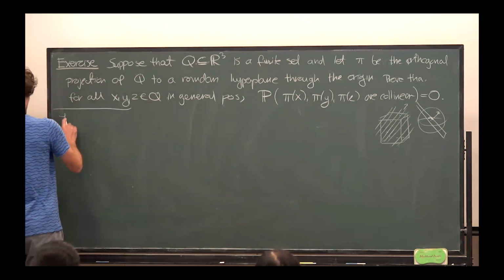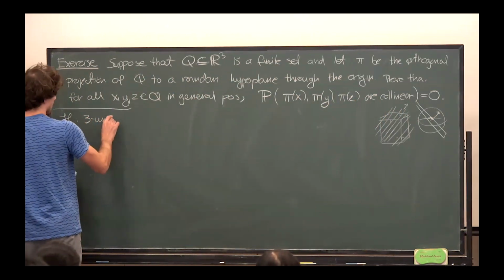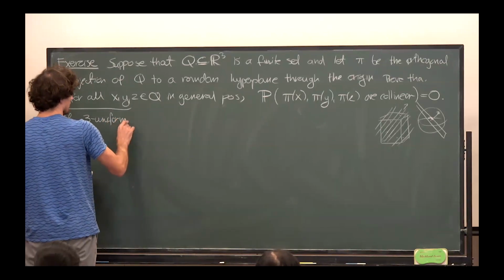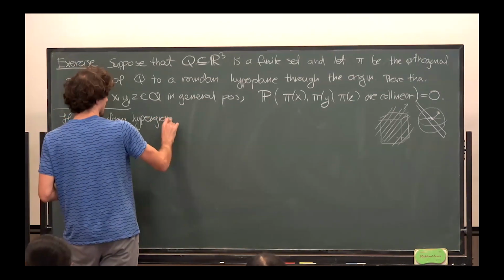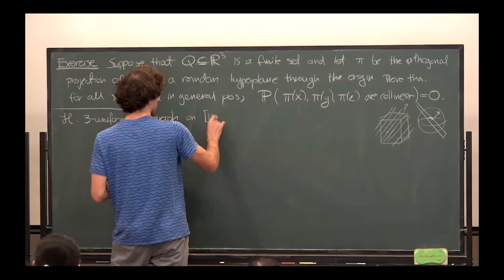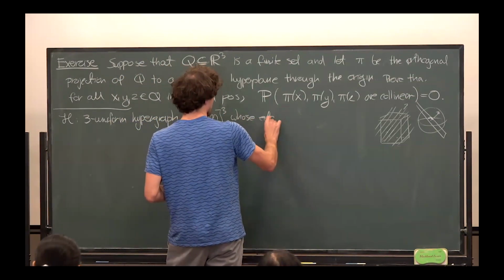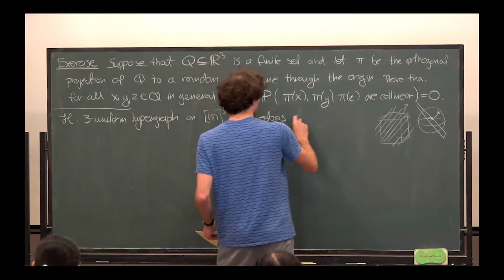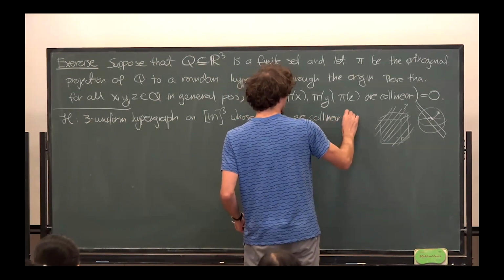And so H will be a 3-uniform hypergraph on [M]^3, whose edges are collinear triples.